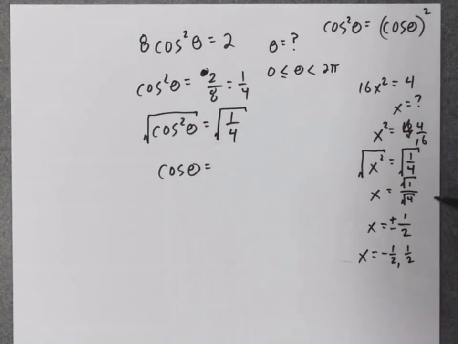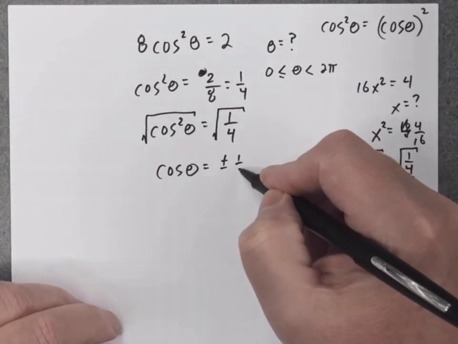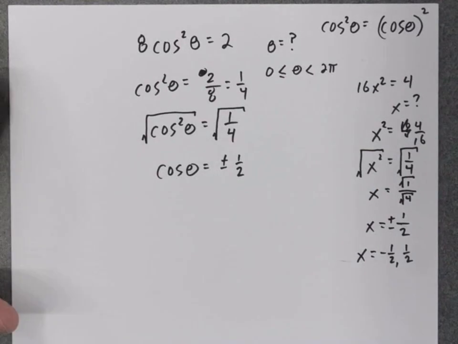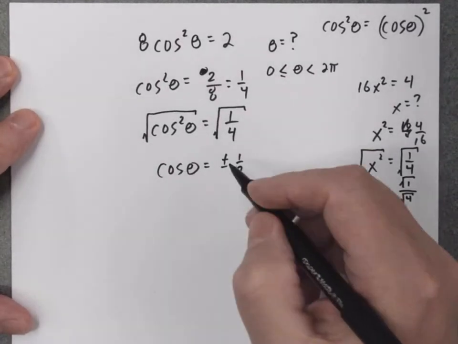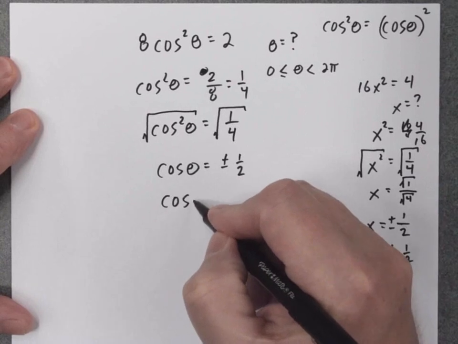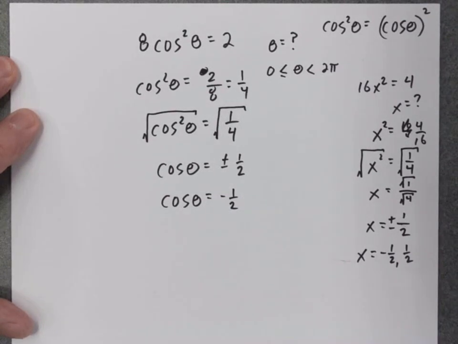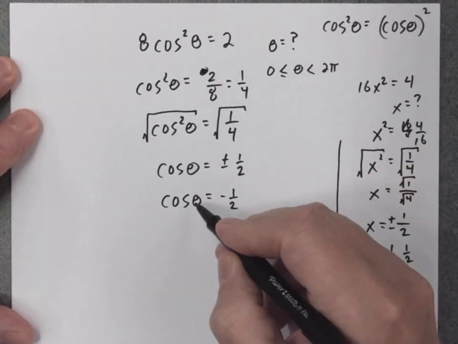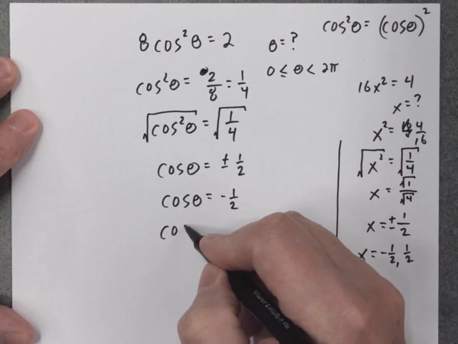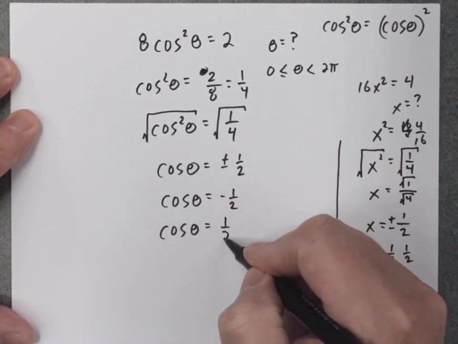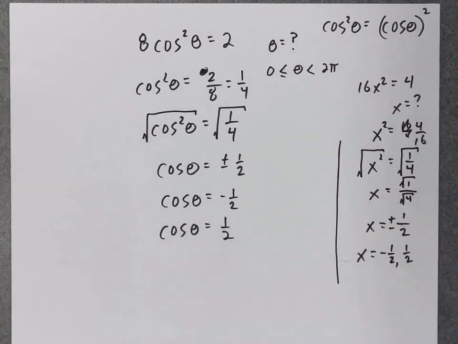Now, the square root of 1/4, we actually just did over here. It ends up being plus or minus 1/2. So what we do now is we actually have two equations to solve. Cosine theta equals 1/2, and cosine theta equals negative 1/2. We have to find solutions for both these equations, and we're going to look at taking one trip around the unit circle.